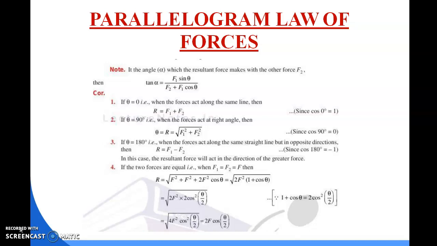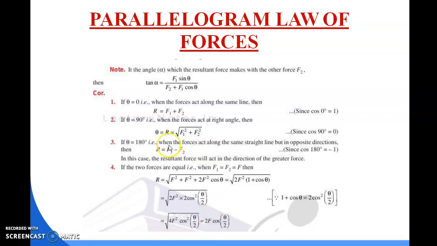According to the parallelogram law, there is a formula: if the angle between the two forces is theta, and alpha is the angle of the resultant force with the other force F2, then tan alpha equals F1 sin theta divided by F2 plus F1 cos theta. Whenever theta is 0, when the forces act along the same line, what is the resultant force? R equals F1 plus F2.